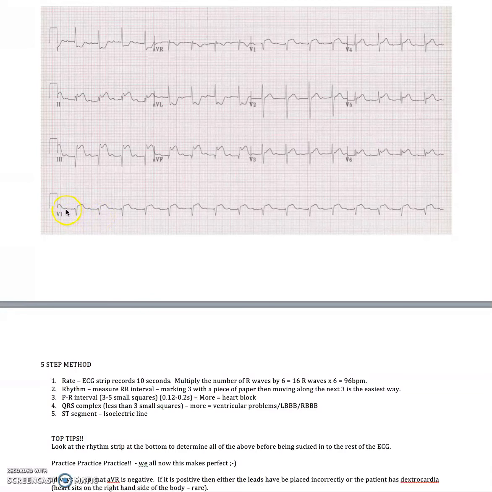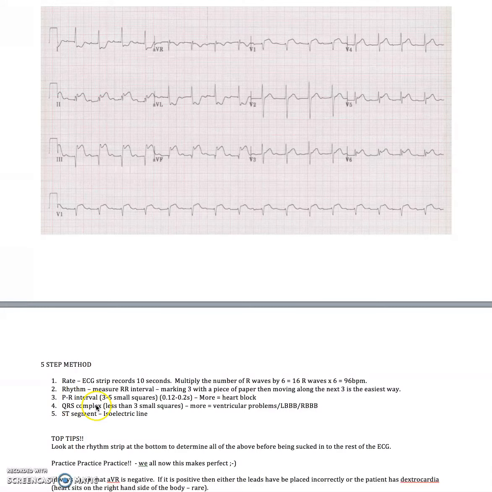The easiest way to do this is to just grab a piece of plain A4 paper, line it up against 3 R waves and just mark them off on your paper. Move the paper across to the next lot of R waves. Do they line up? If they do, great, you're regular. If not, you're irregular. And just keep doing that along the ECG so you can find out whether you're regular or irregular.